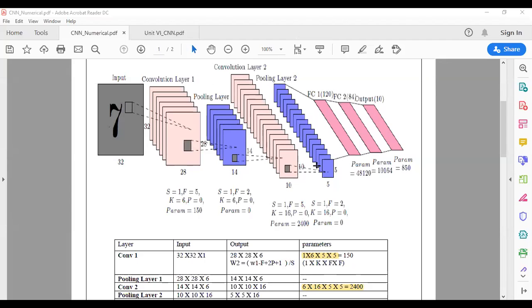Now this is the only thing that you had to, that was the most important part. Again, going to the next pooling layer, if you at all see.